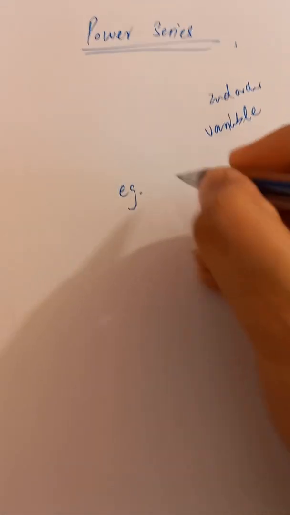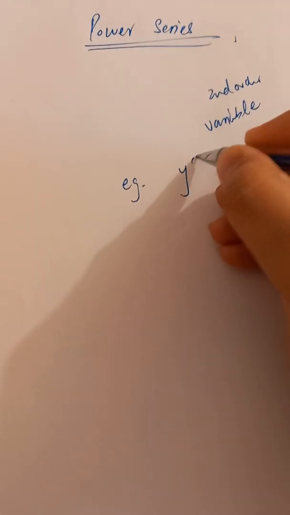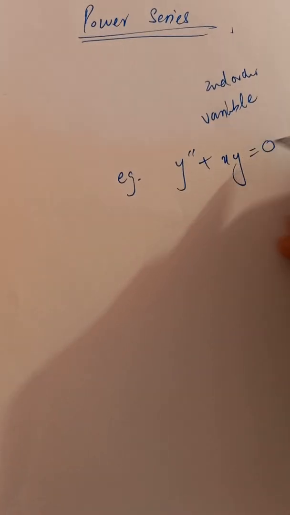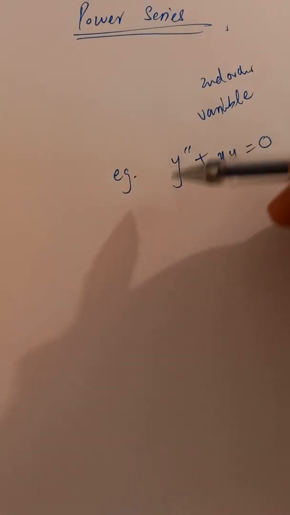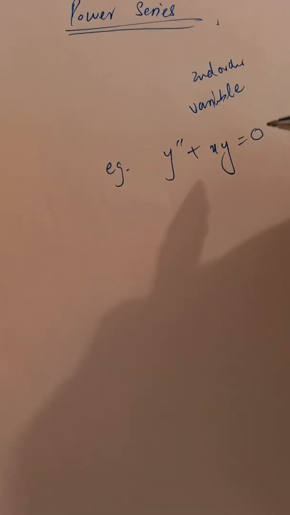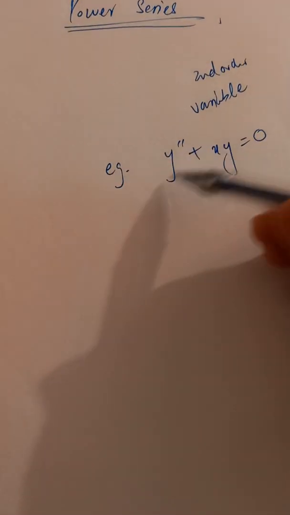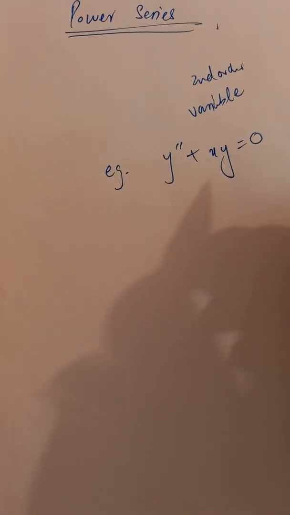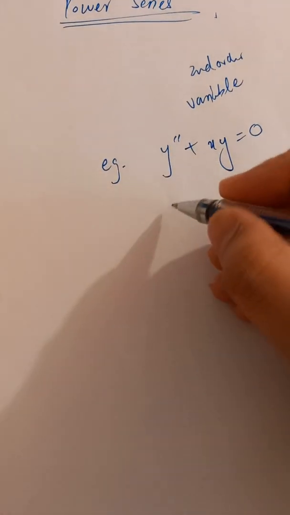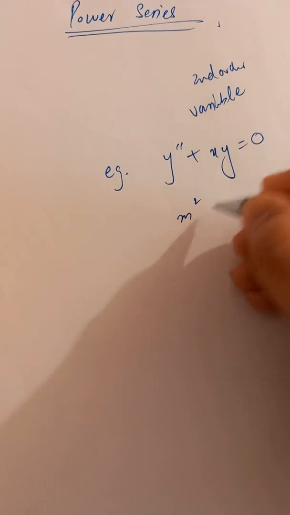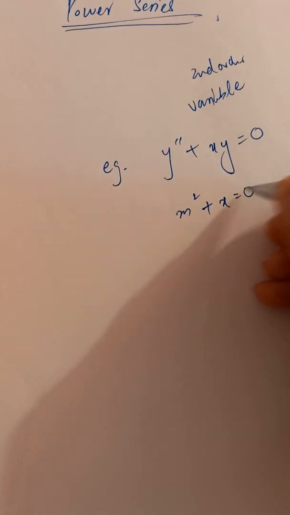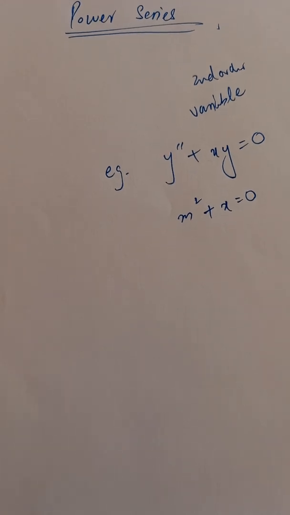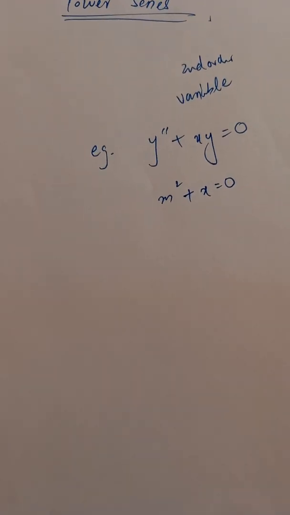such as y double derivative plus x y equals to 0. This obviously you can see that this is a homogeneous differential equation, it's of second order and the coefficients are variable, right? So this differential equation, upon solving, we can go for the characteristic equation method, like we can write it as m square plus x equals to 0. But since the coefficients are variable over here, we cannot solve for m exactly.